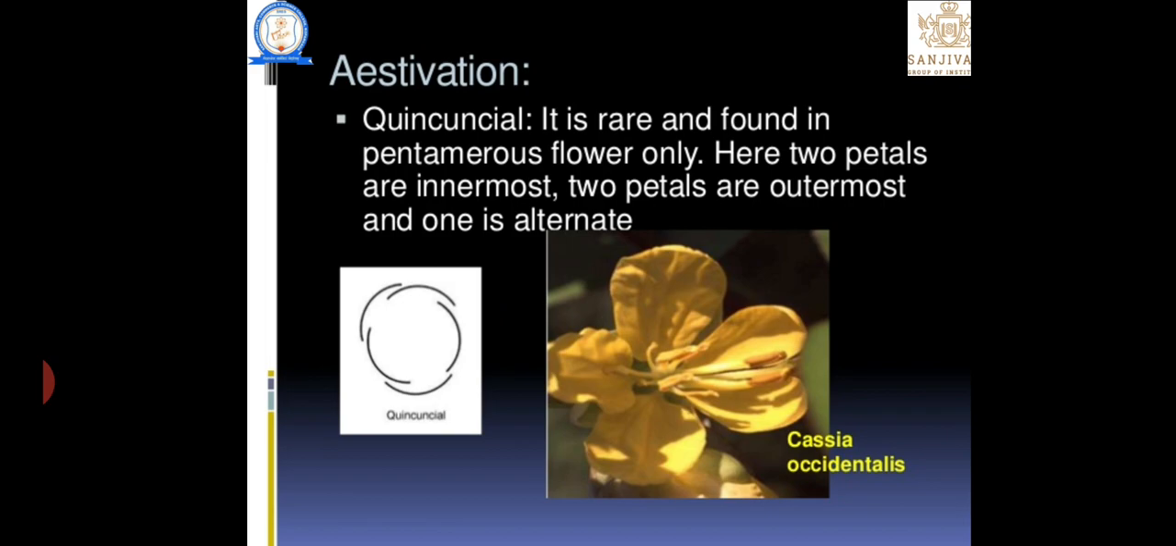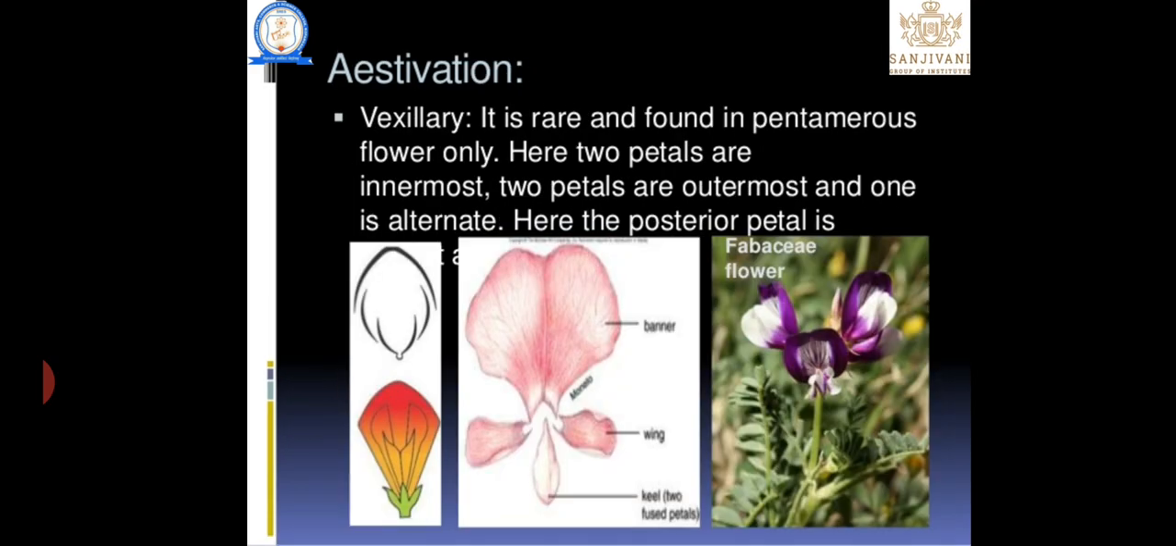Quincuncial: this is rare, found only in pentamerous flowers. Here two petals are innermost, two petals are outermost, and one is alternate. Vexillary: this is also rare, found only in pentamerous flowers. Here two petals are innermost, two petals outermost, and one is alternate.